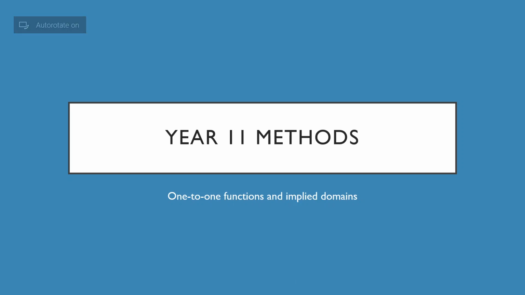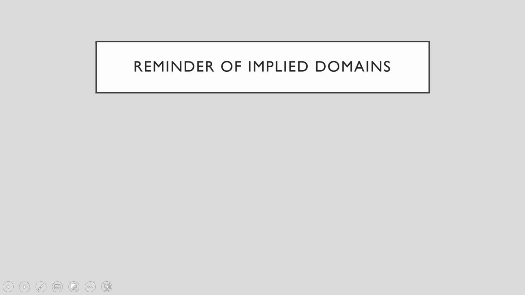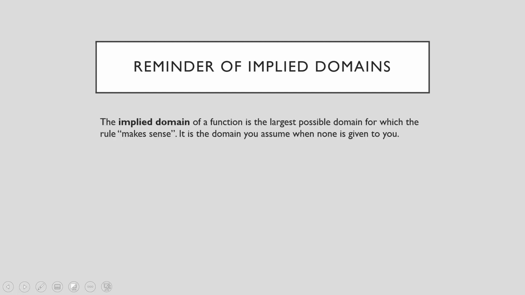Hi everyone. So we're going to finish this short series of one-to-one functions and implied domains by talking about implied domains and their significance and importance in relation to one-to-one functions. You might remember, a while back we talked about an implied domain meaning the largest possible domain for which your equation makes any sense. So that's our working definition here.